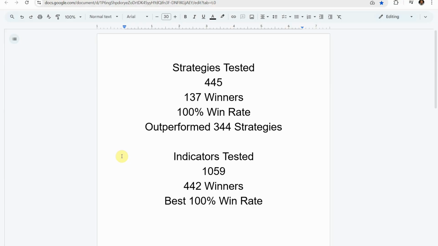Alright, as I said, today we will be testing a crypto scalping strategy. Before we do though, I wanted to put the testing scoreboard up for everyone to see. To date, we have tested a total of 445 different strategies, with 137 of them being winners. The best one so far was able to achieve a 100% win rate. That was achieved using the Academy of Forex indicator to trade the crypto scalping strategy that I'll mention in this video on a live trading account. Since we've been keeping track, it has outperformed 344 of the other strategies that we have put it up against, every single one so far. We've also tested a total of 1,059 indicators, with 442 of them being winners.